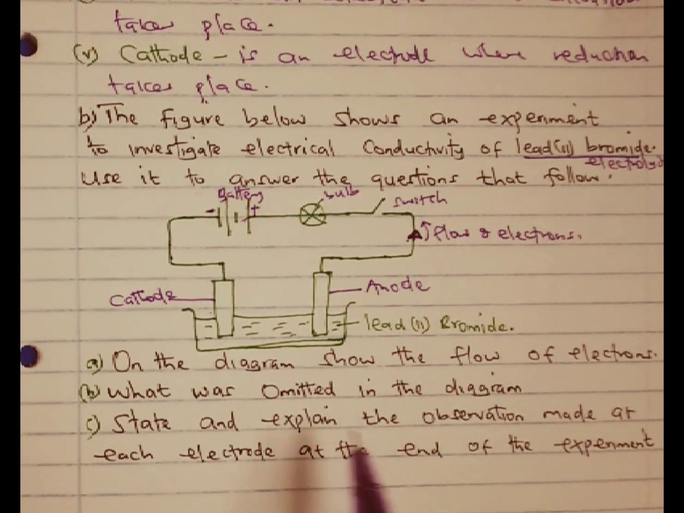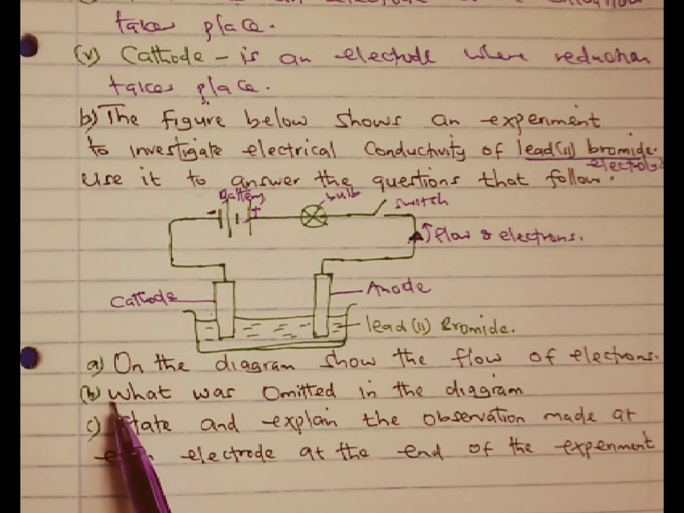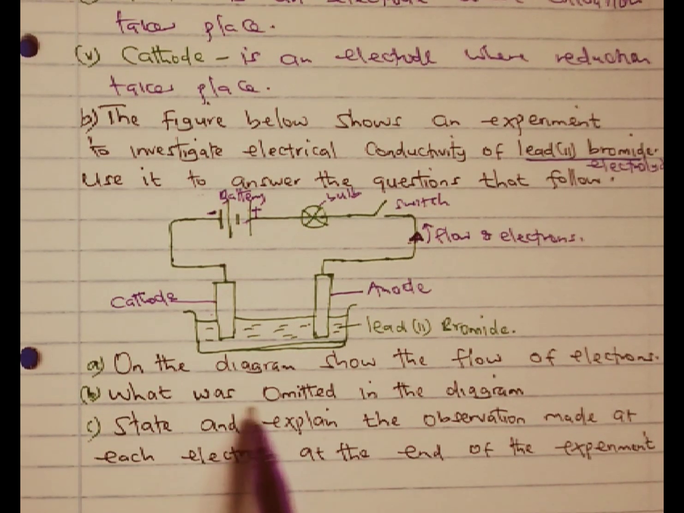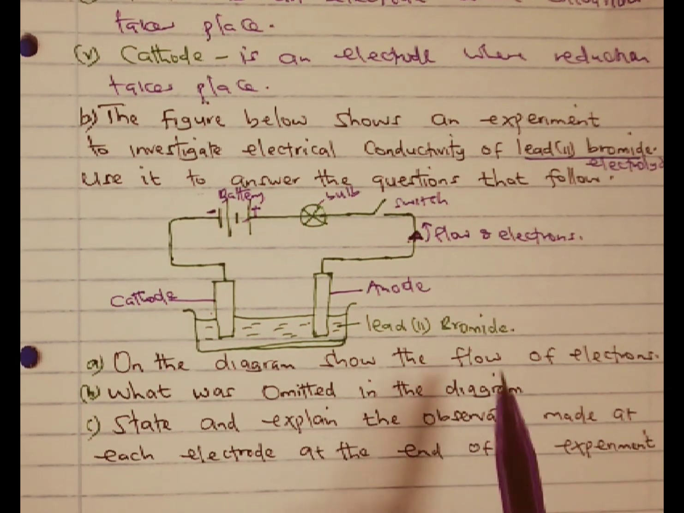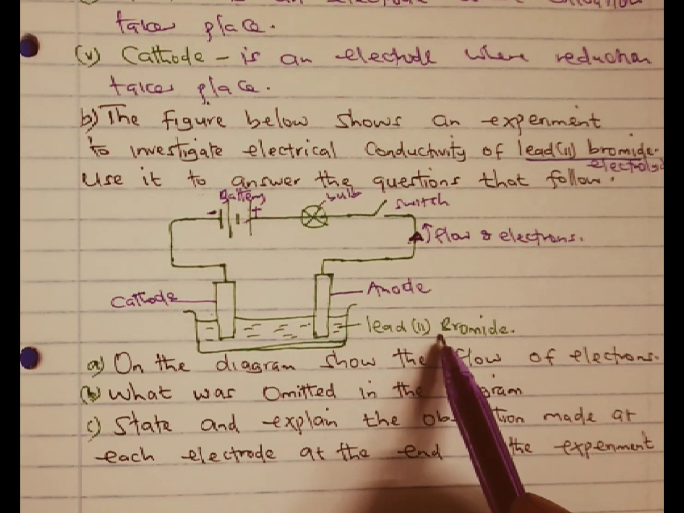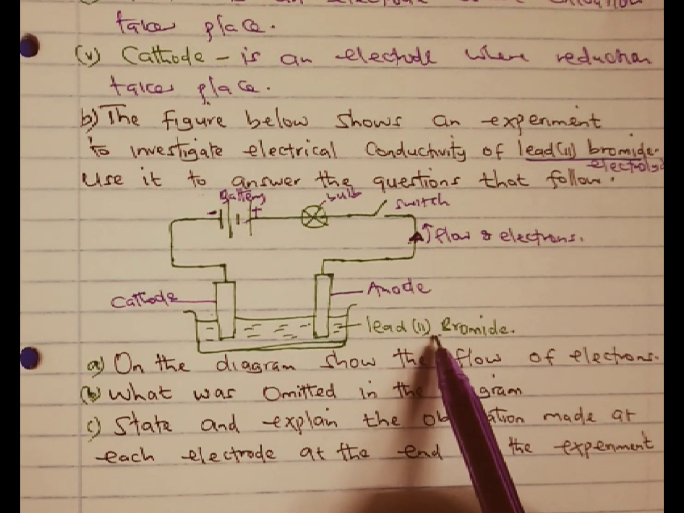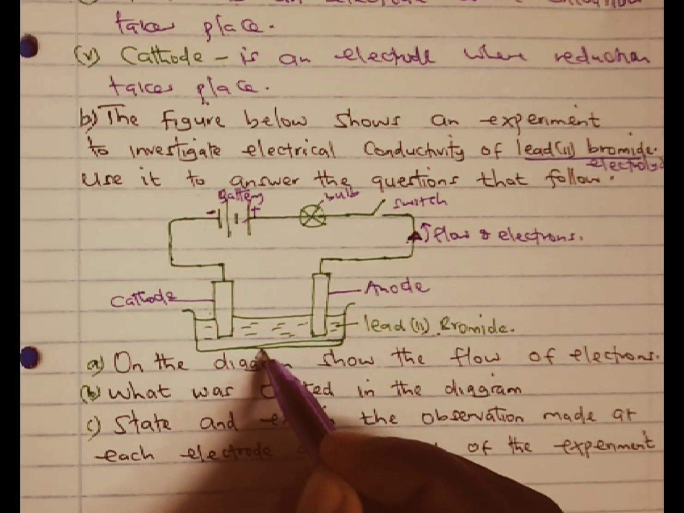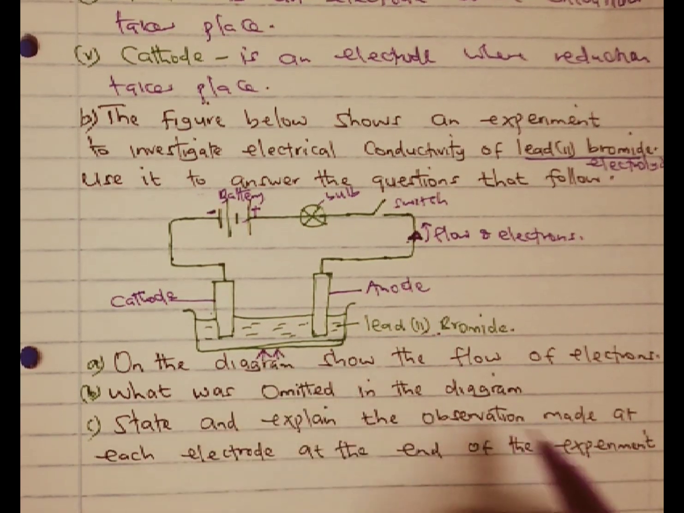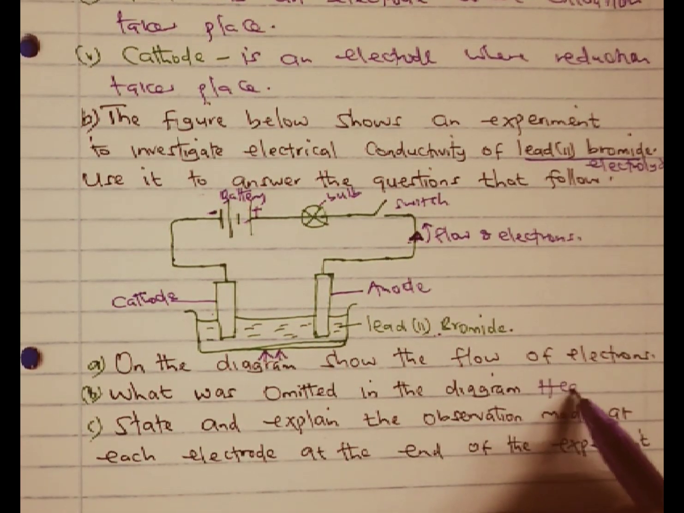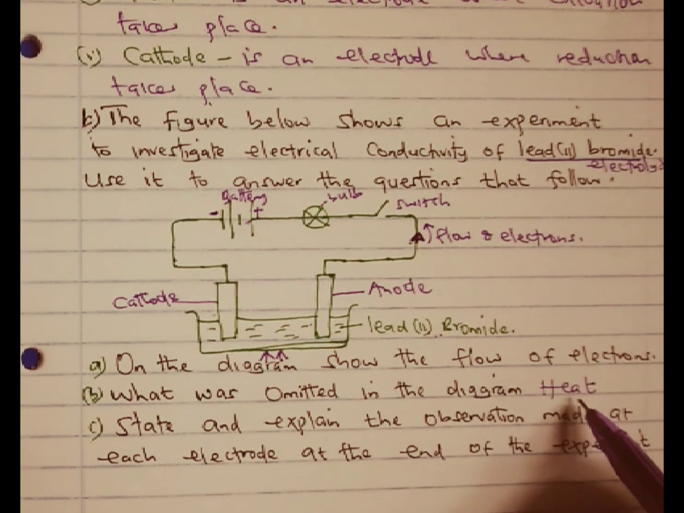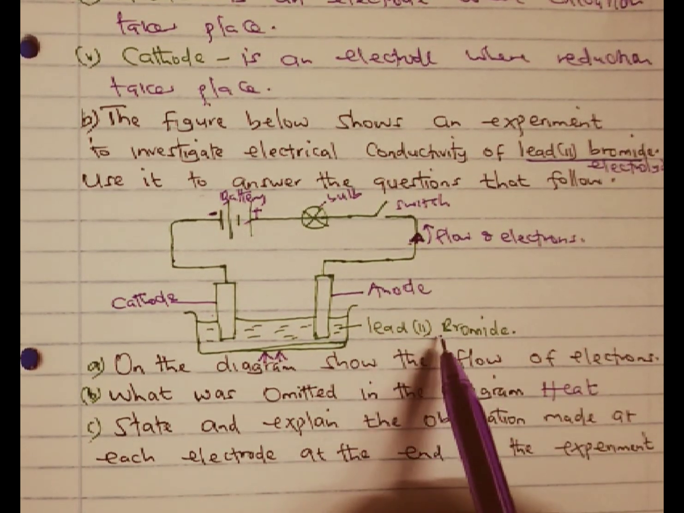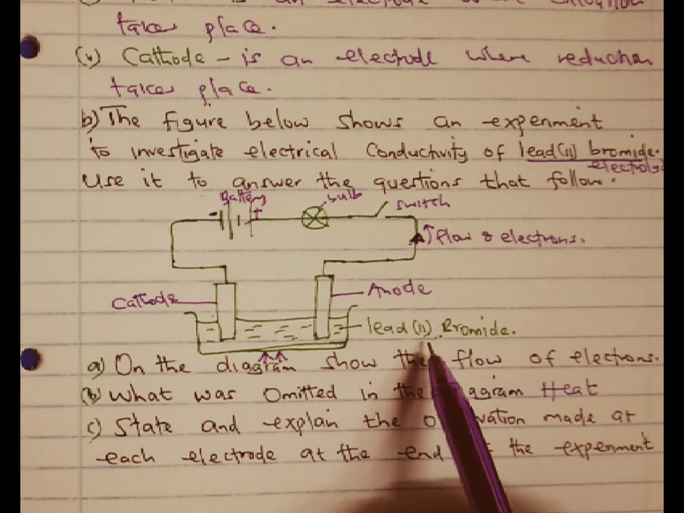Next, part B, what was omitted in the diagram? Remember, lead-2 bromide is an ionic compound, and ionic compounds do not conduct electricity in solid state, and therefore it must be molten. And therefore what is missing here is the source of heat. The heat is required to melt lead-2 bromide so that it can exist as ions.